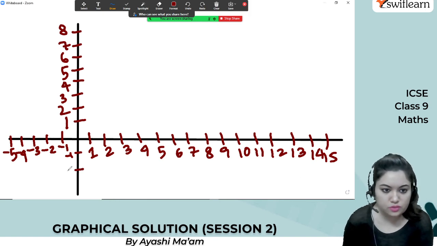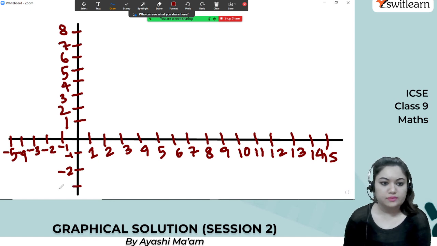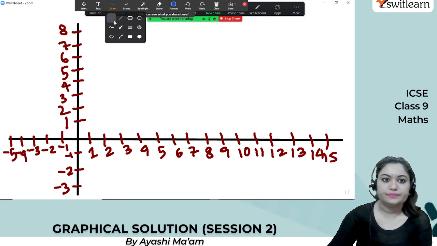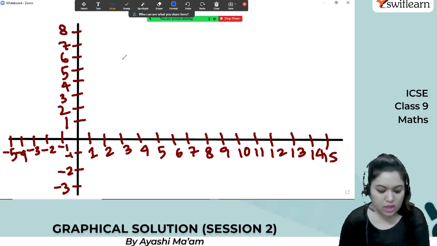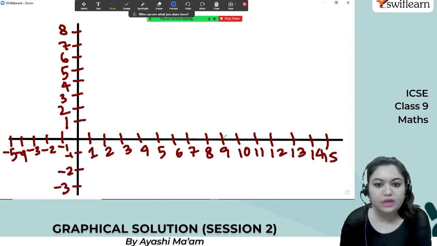This is our -1, this is our -2. Okay, this is our -3. Fine. Let me plot the points. So our first point is 9, 0. This is our 9. 9, 0 means this is the first point.